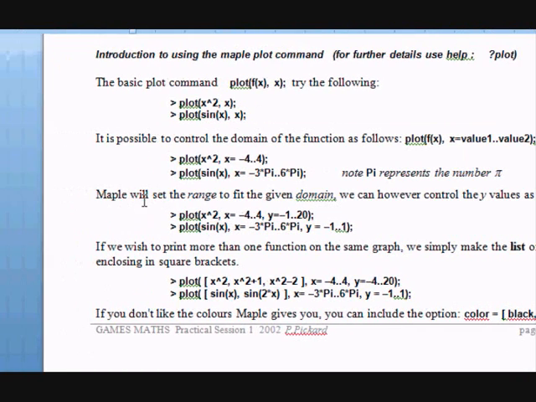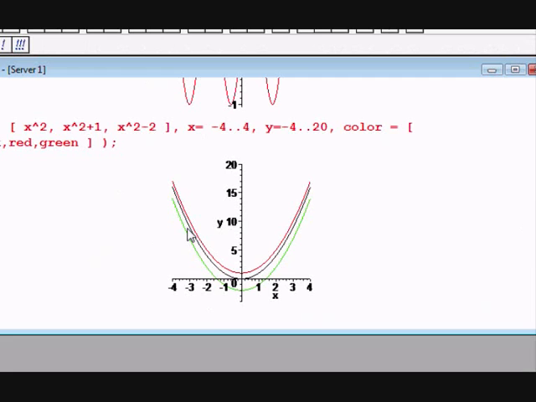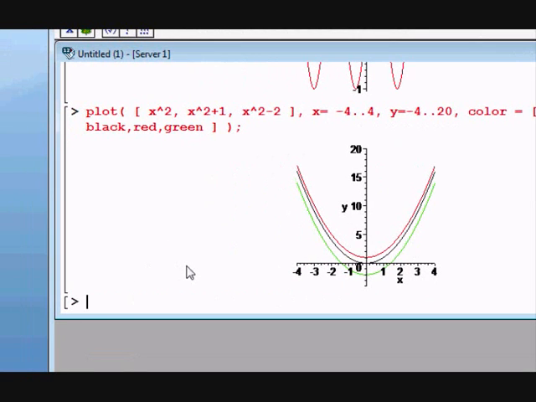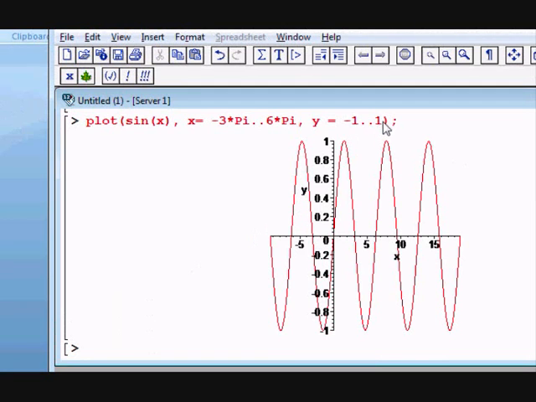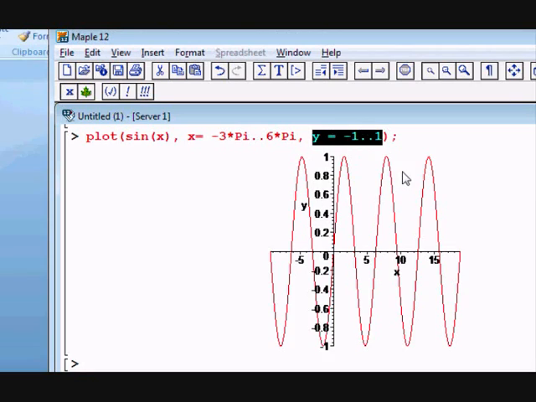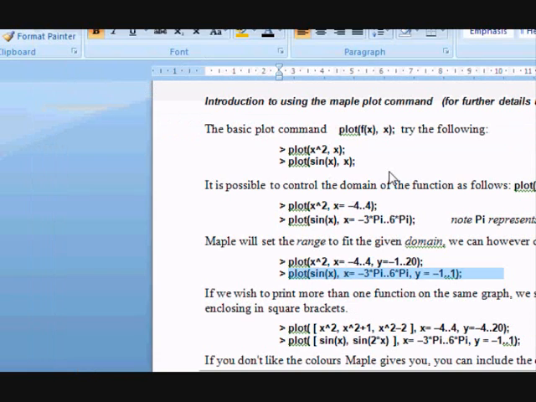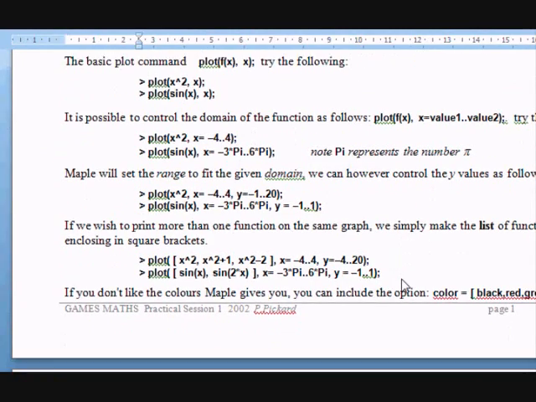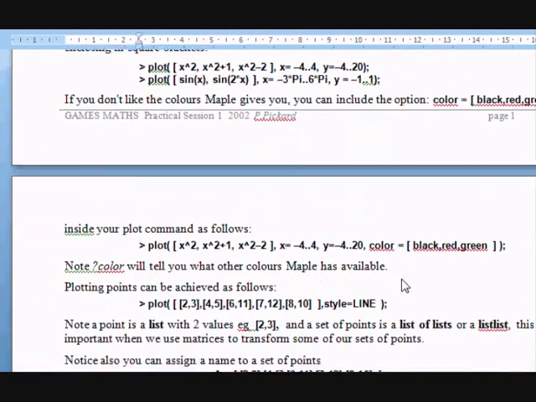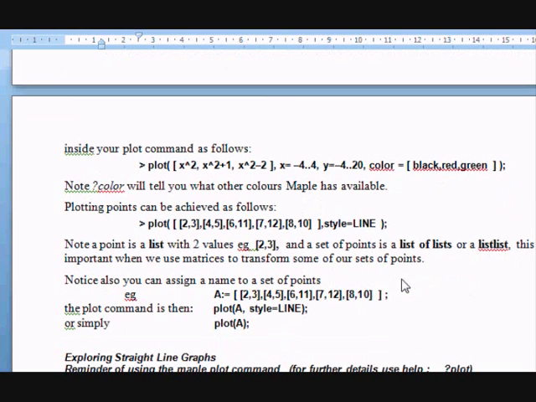Okay, so let's just move down a bit so you can see all the different things that you can do. I'm just going to highlight the range aspect of this again. Again, y equals minus 1 to 1. That's the range. So minus 1, 2 dots to 1. That indicates the range of the graph. And if I change that, I would get a more compressed graph. You can play with this. You can experiment.